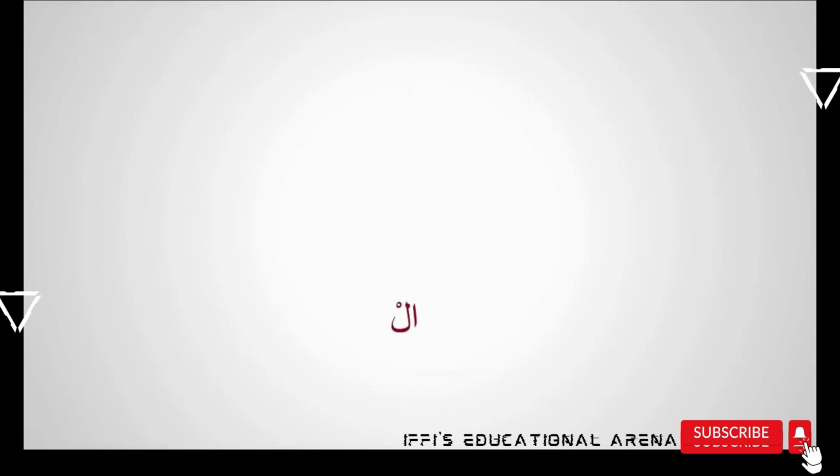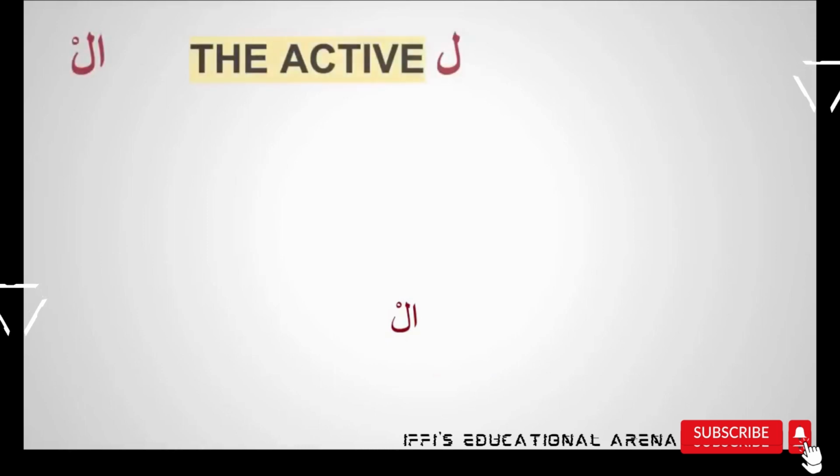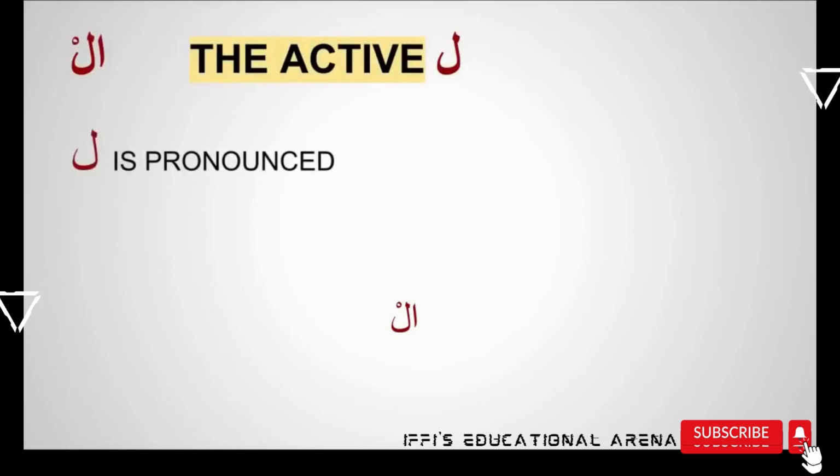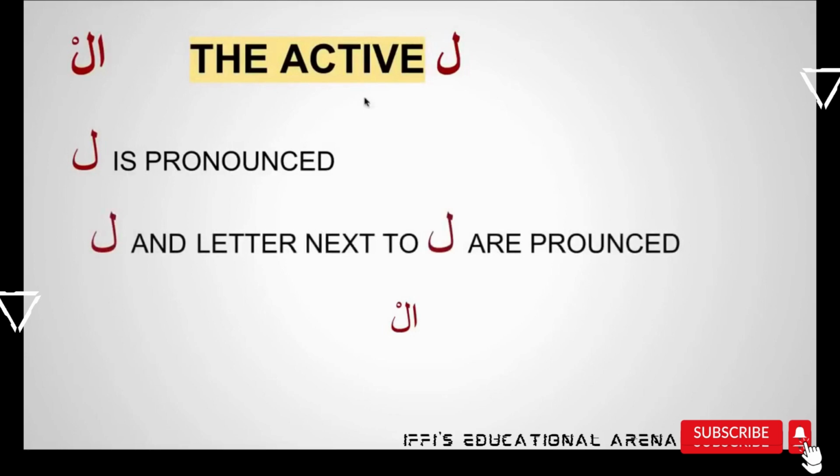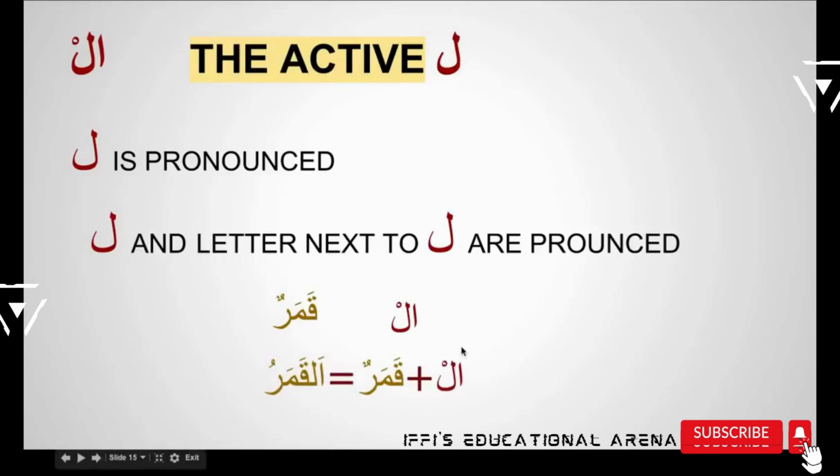So what about the rest of the words? How are they pronounced? In the rest of the words, the lam is pronounced, and both the lam and the letter next to it are pronounced. If we have the word qamarun and we add al, it becomes al qamaru. The sound of lam is also produced. Al qamaru.